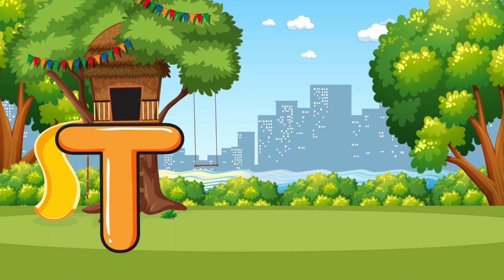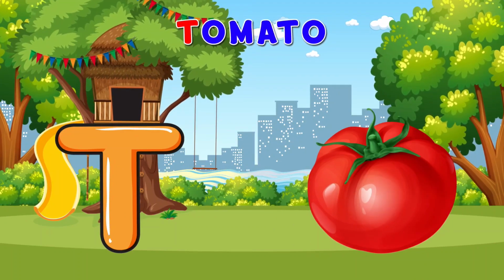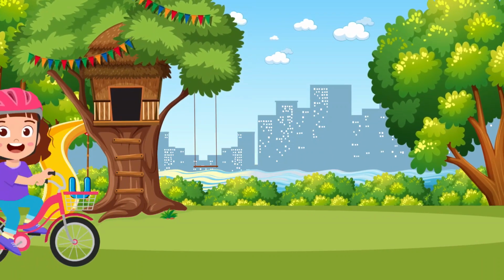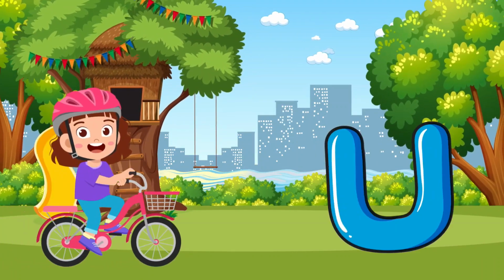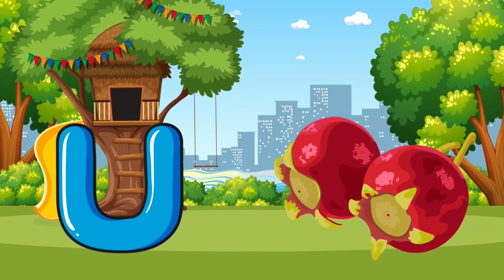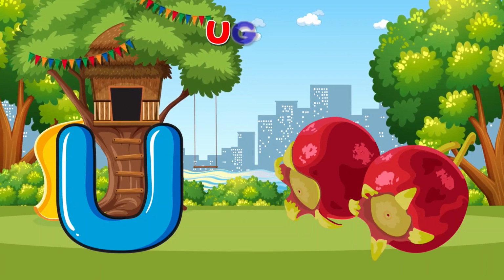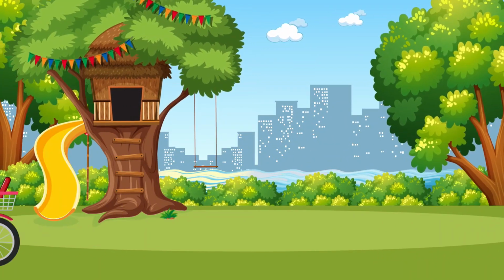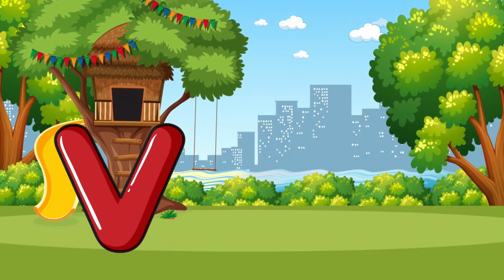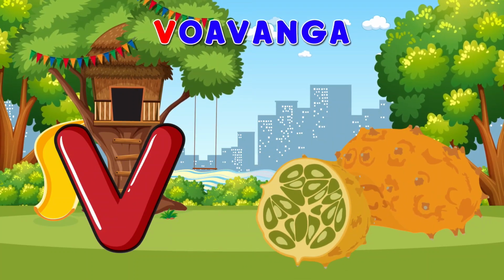T is for tomato. U is for Agni. V is for Vovanga.